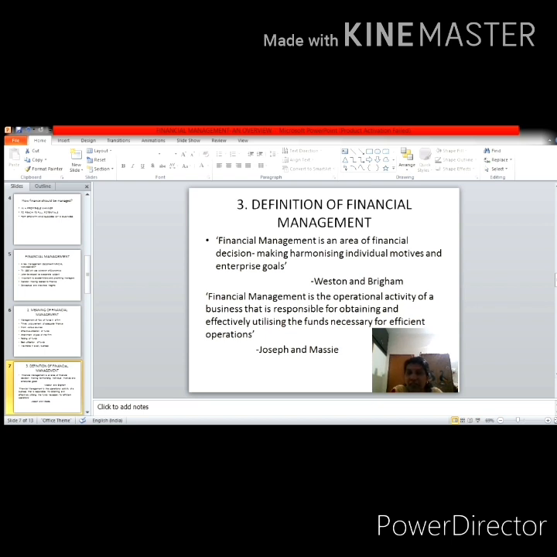Now, here three aspects have been given. What are they? Financial decision making. Decision making plays a very crucial role. How the funds are to be procured, the timely procurement of the funds, and how they should be scattered to the different departments. That should have a concrete decision making by the financial manager.